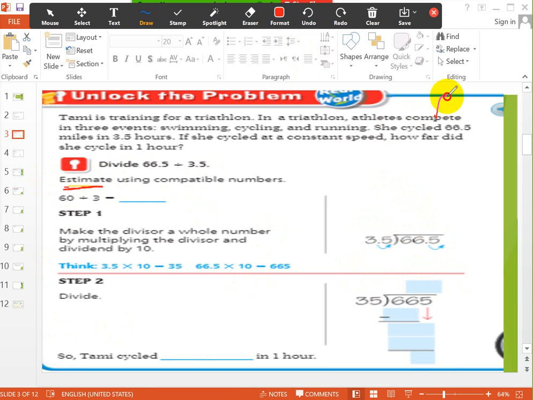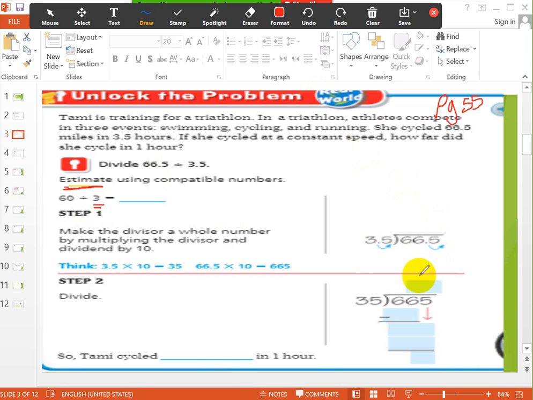so let's together round the dividend and the divisor here to the nearest whole. Okay, so look, in this lesson I will round here the dividend, because the dividend is a decimal number and the divisor is also a decimal number. So how will I do that? Let's find it. If I want to round 3 and 5/10 to the nearest whole, it will be what? It will be 3, right?